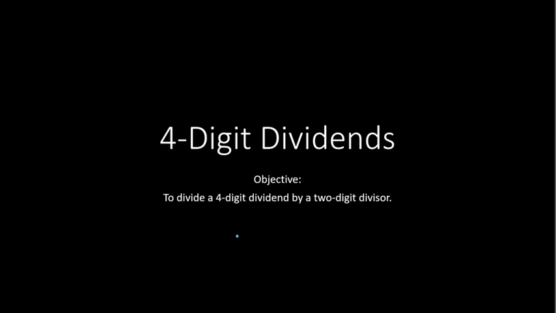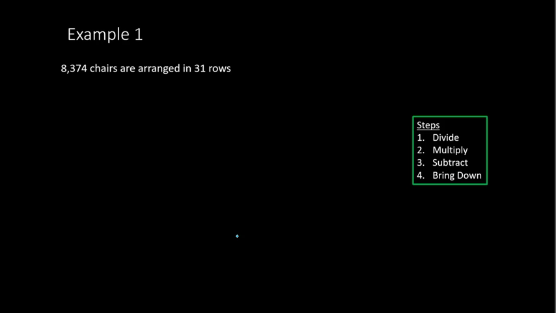So what we have here are three different examples. Example 1 is given where we have 8,374 chairs that are arranged in 31 rows. So this would be an example of dividing where we're trying to figure out how many chairs are in each row. All right, so we would divide the chairs by the number of rows, and we can do that using our long division process. Now again, our steps are the same as with any other long division, and here we are dividing 8,374 by 31.